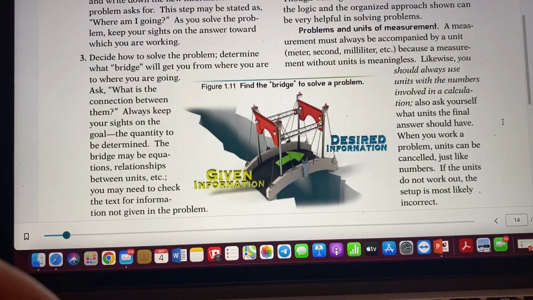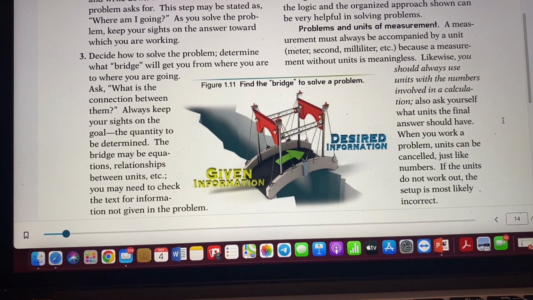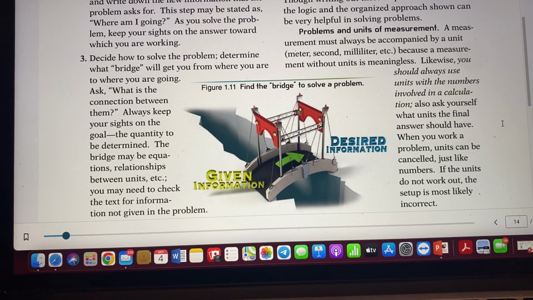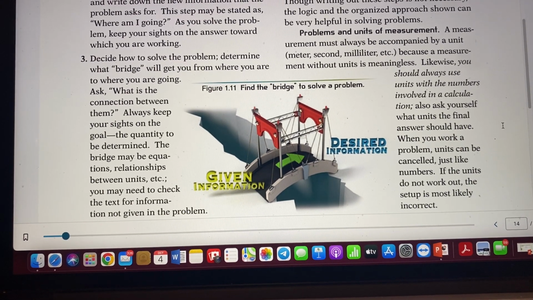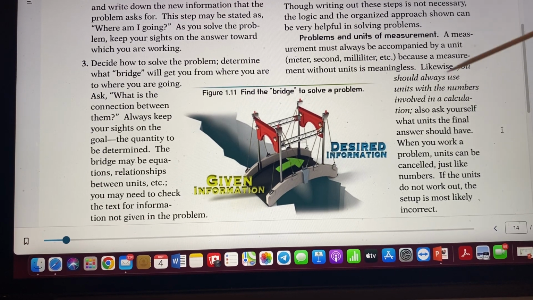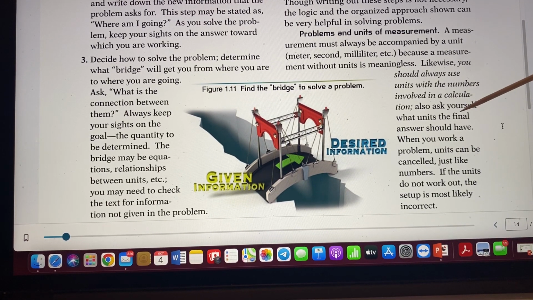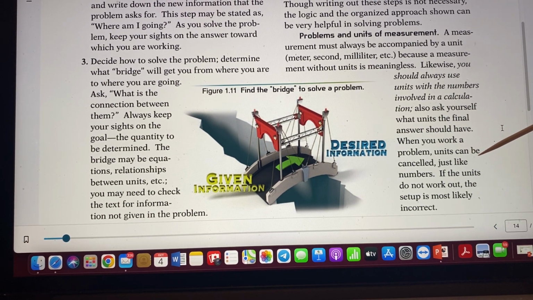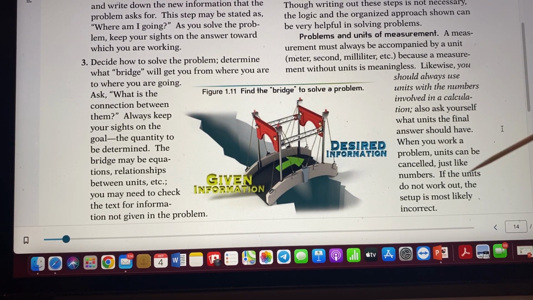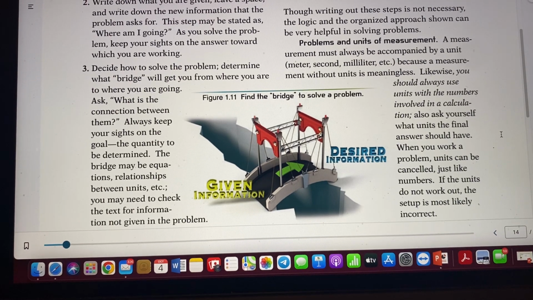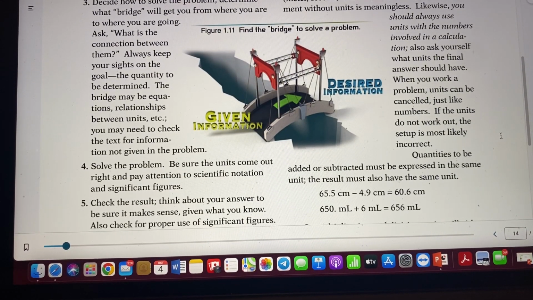Problems and units of measurement. A measurement must always have a unit on it, right? Because a measurement without units is meaningless. Likewise, you should always use units with numbers involved in calculation. Also ask yourself what units the final answer should have. When you work a problem, units can be canceled, just like we did in the last lesson. If the units do not work out, the setup is most likely incorrect. The units have to work out. It has to be the correct units.